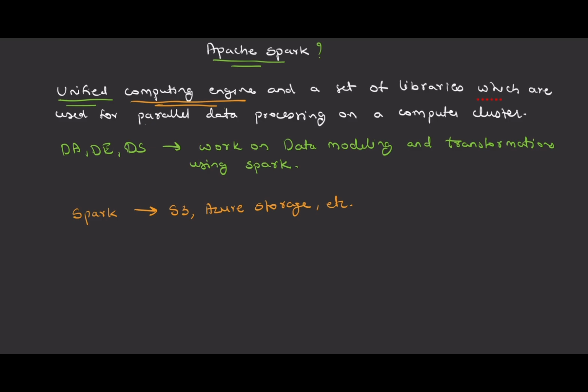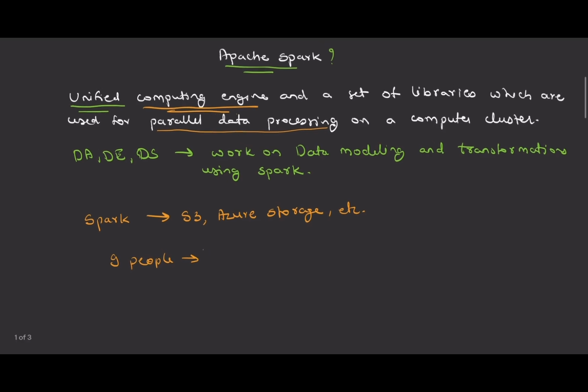Now let's understand what parallel data processing means. Parallel data processing can be understood with the help of an example. Let's assume that you are in a grocery store and you are in a queue for billing. You are at the 10th position. So there are 9 people in front of you, and your turn will come after these 9 people are done because there is only one cashier.